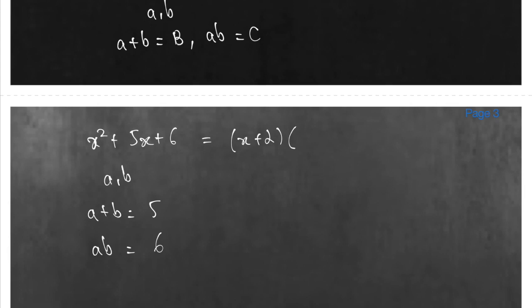I want to factor x squared plus 5x plus 6. I'm looking for two numbers a and b such that when we add them together, you get positive 5, and when they multiply together, you get positive 6. The two numbers are 2 and 3. So you can write x plus 2 times x plus 3, because 2 plus 3 equals 5 and 2 times 3 equals 6.